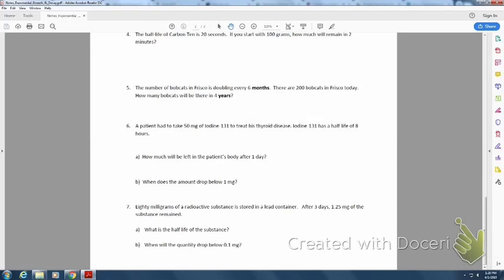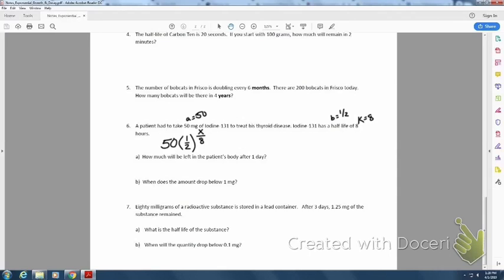Says a patient takes 50 milligrams of iodine 131. There's my initial to treat his thyroid disease. Iodine 131 has a half-life. My B is 1/2 of 8 hours. There's my K value. So then it says how much will be left in the patient's body after 1 day. So let's go ahead and write the equation that we would use. So you'd have 50 times 1/2 to the power of X or T over 8.